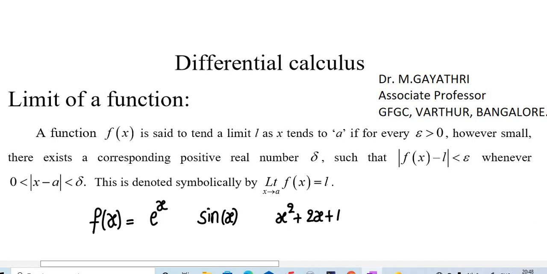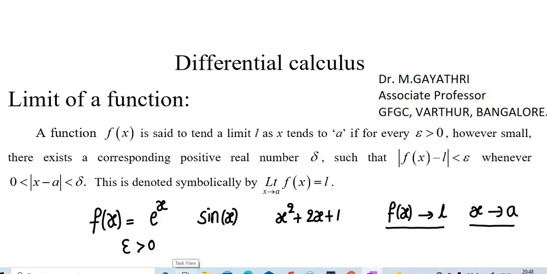This function tends to a limit L. F of x tends to a limit L if as x tends to a. That means whenever x approaches a, f of x approaches L. If for every epsilon greater than 0, here we are considering one positive quantity, that is epsilon, but this epsilon is a very small positive quantity, then there exists a corresponding positive real number delta.